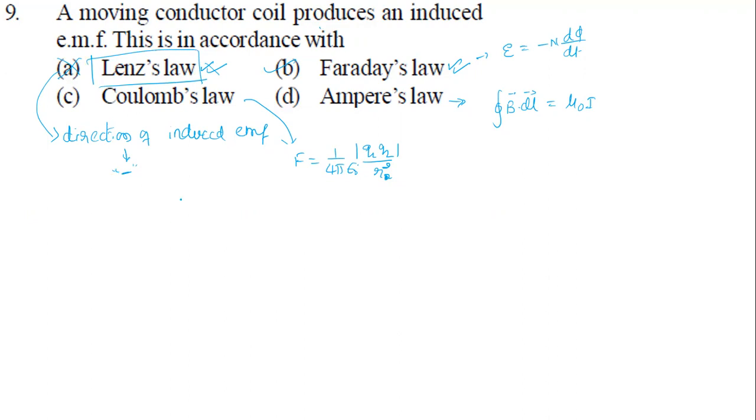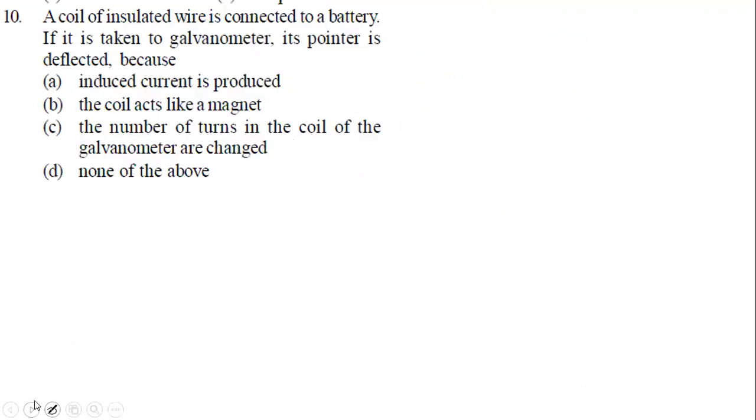Okay, so this is question number 9. Look at now question number 10. A coil of insulated wire is connected to a battery. So we have taken a coil of insulated wire and we are connecting it to what? The battery. If it is taken to a galvanometer, the pointer is deflected because... Now tell me, whenever there is a pointer deflection, what's the main reason we need to know?